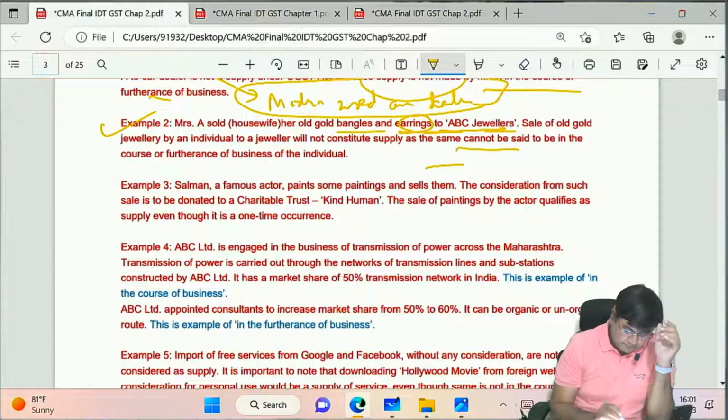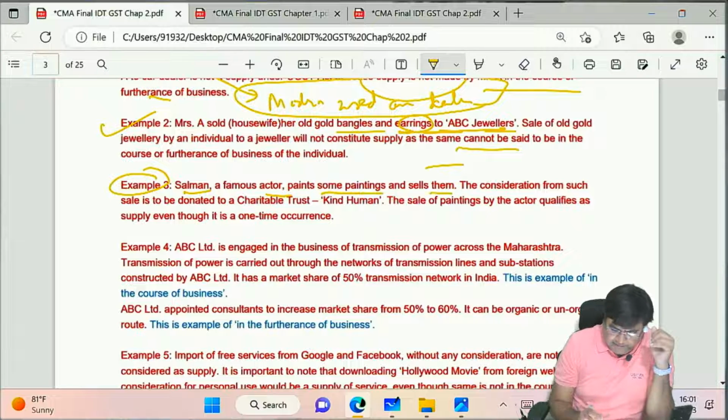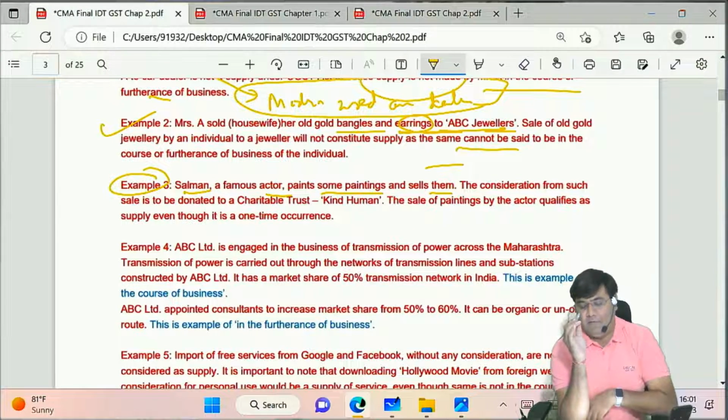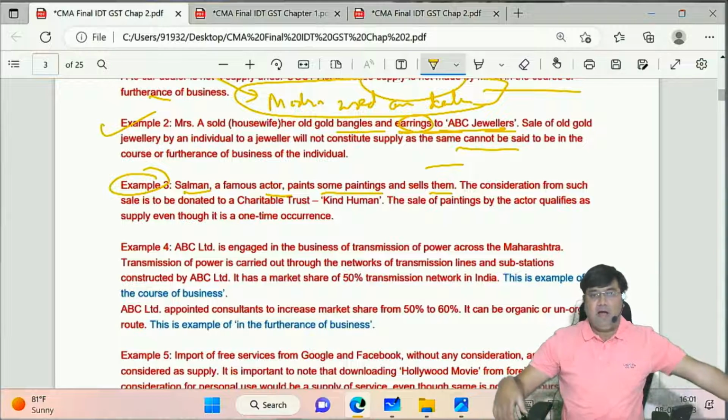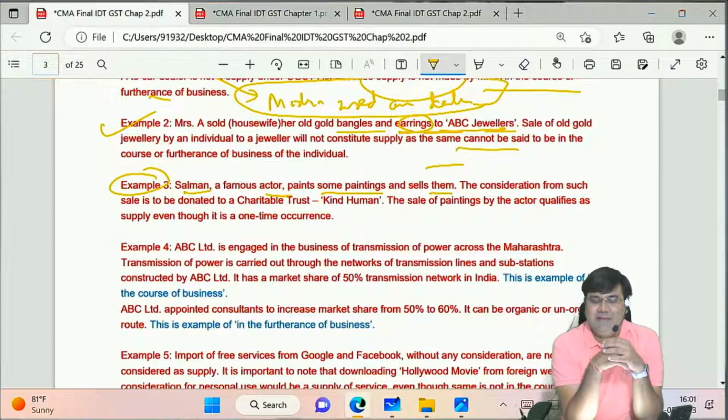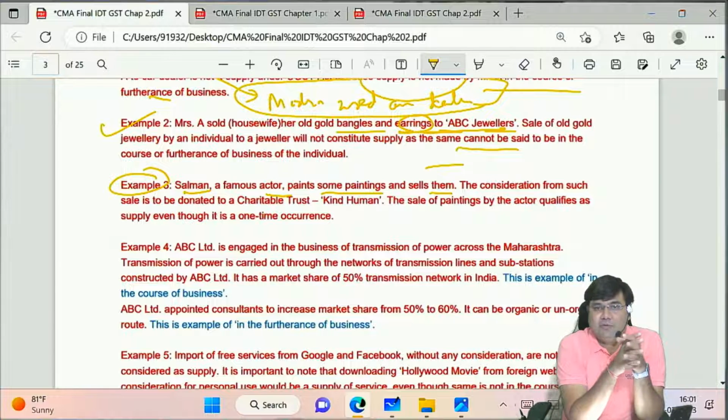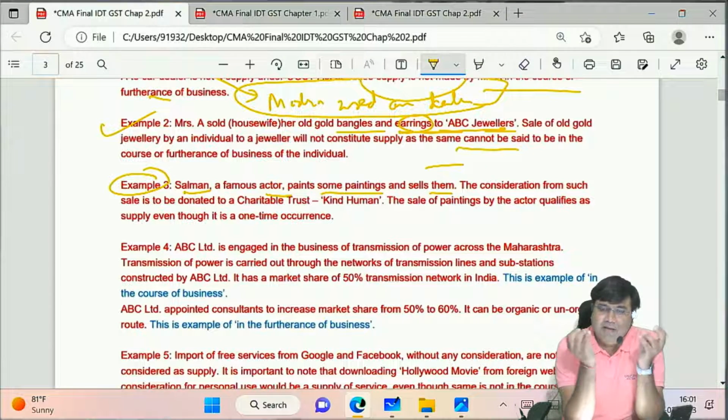Okay. Example 3. Salman Khan, a famous actor, paints some paintings and sells them. So Salman Khan is doing painting and selling it. Whether it is going to be subject to GST. So painting, selling transaction is also there. Salman Khan is a person. Now we need to see two conditions.